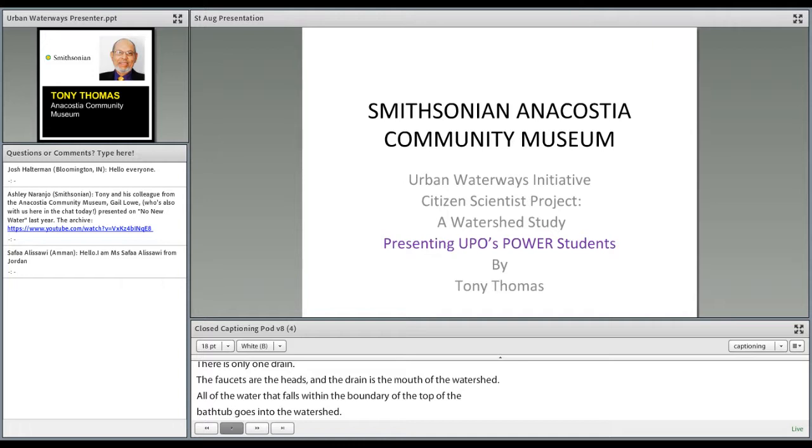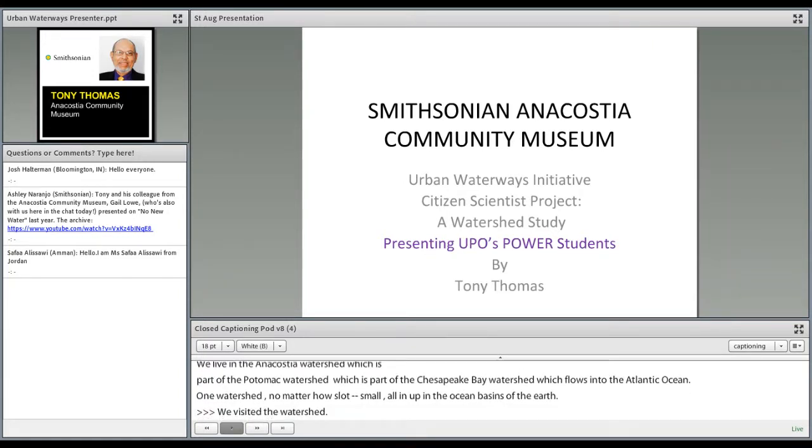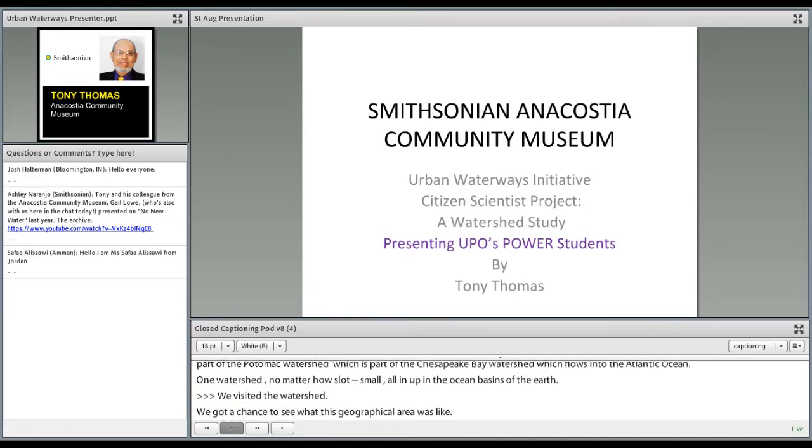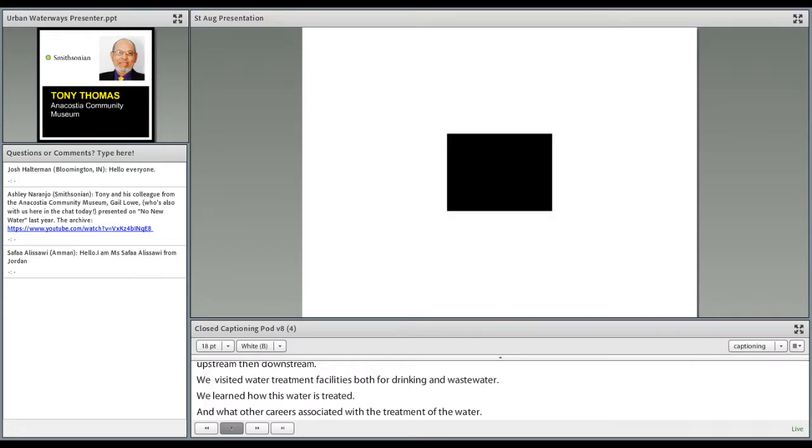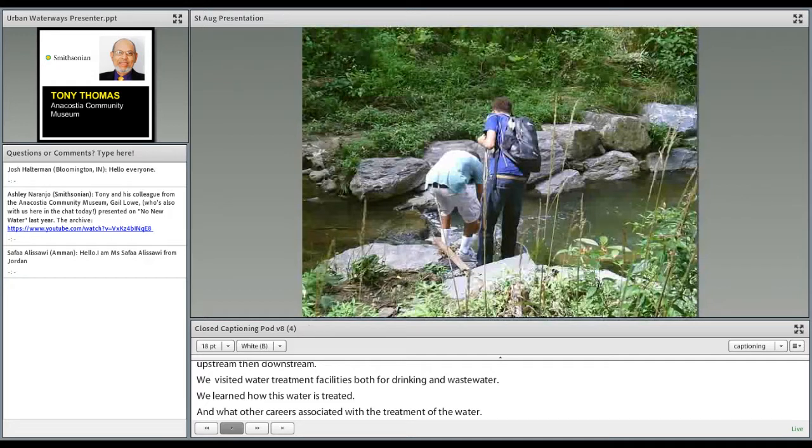We looked at what this geographical area was like, and how the land use was different upstream than downstream. We visited water treatment facilities, both for drinking and wastewater, and learned how this water is treated, and what the careers associated with this treatment of the water are. We explored the main tributary by boat, by foot, and by bus. And we also engaged in a chemical water quality testing protocol, a monitoring protocol.